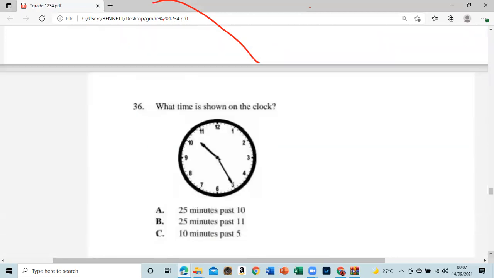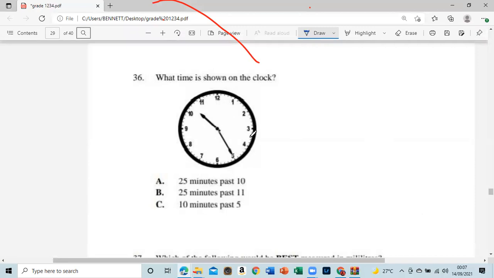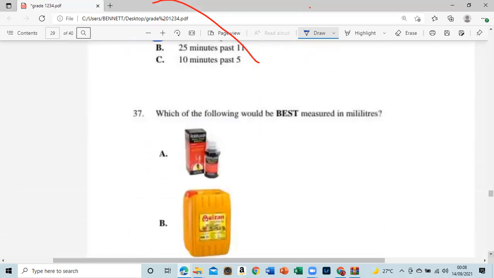All right, what time is shown on the clock? So let us identify first. What time is shown on the clock? So this I say what, 10:25, right? The short hand is on 10, well, between 10 and 11, so it says 10. And this is the actual time, 10:25. But they didn't ask to tell what time it is. So 25 past 10, right? So it's 25 past 10.